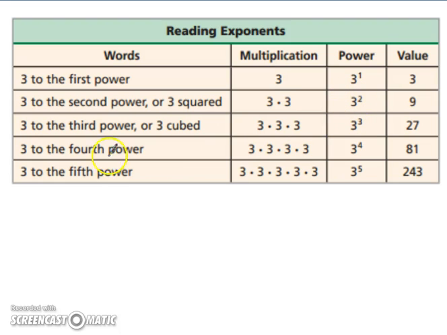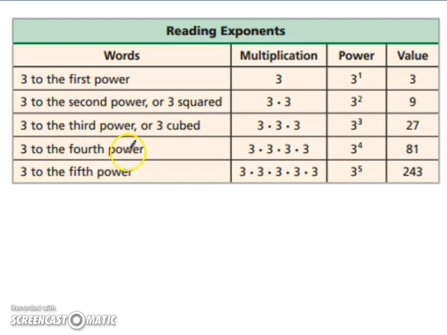3. Now we have 3 to the third power, or 3 cubed. So 3 times 3 times 3, written as 3 to the third power. That has a value of 27.